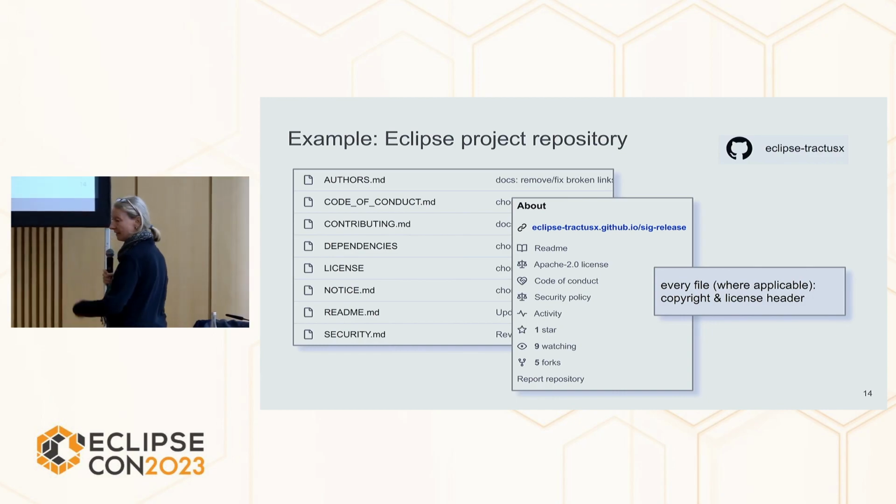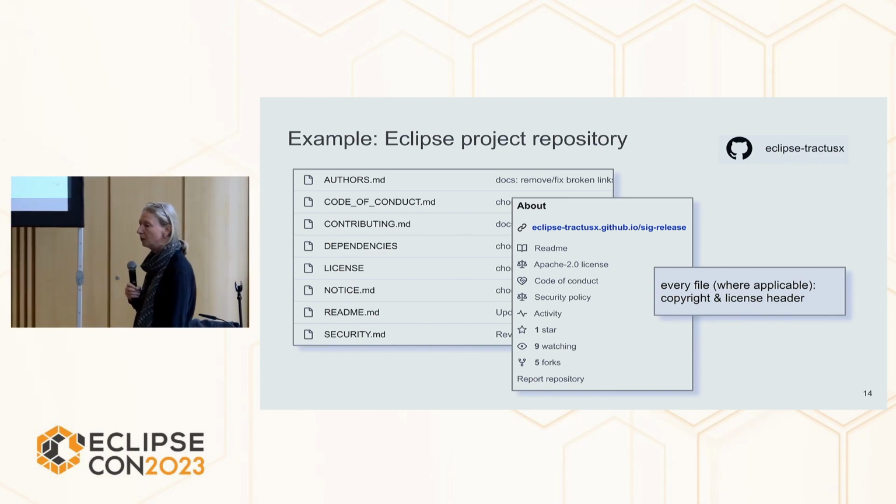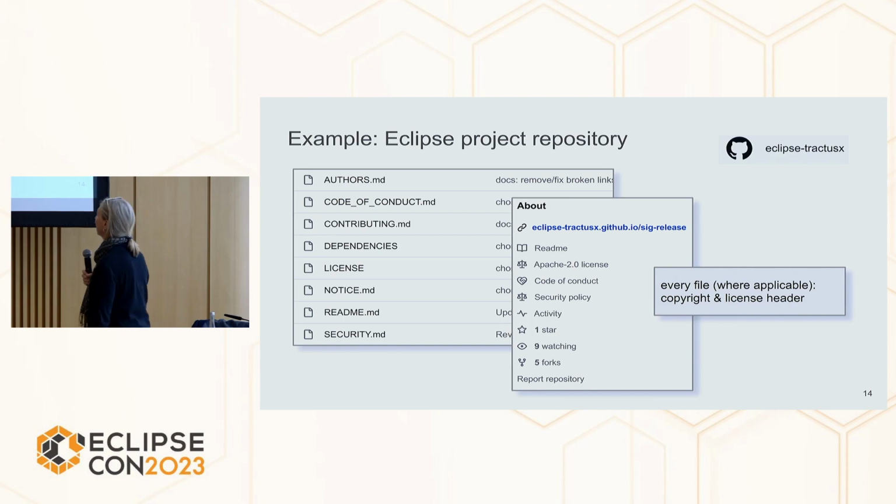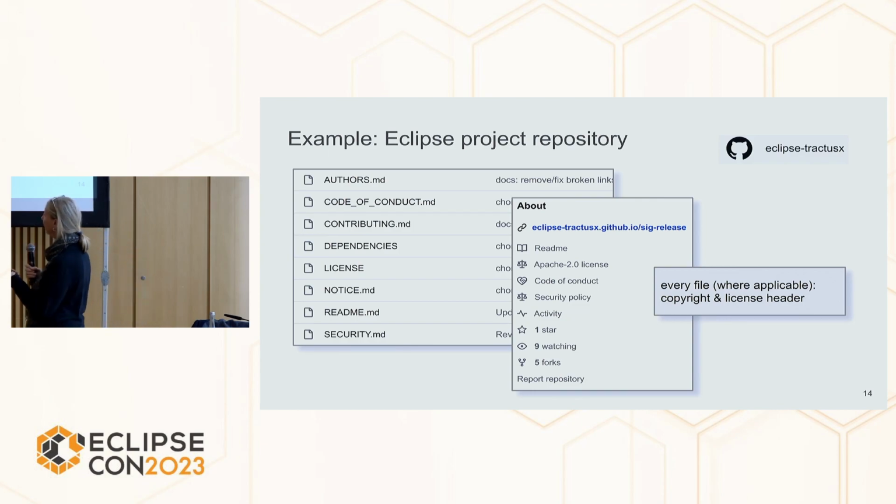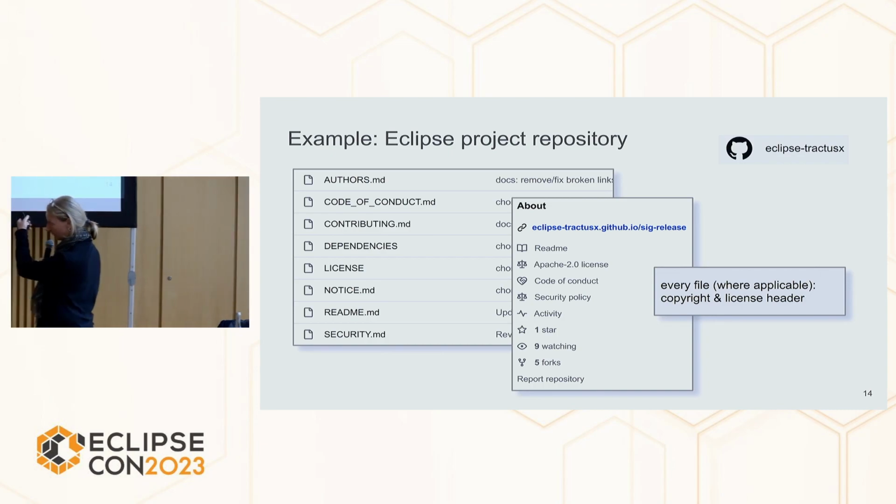Exactly. So this is just a short example of how an Eclipse project repository should look from the legal perspective and the Eclipse Foundation perspective. So you see we have the license, we have the notice file, and we have the dependencies file, which is our SBOM in this case.